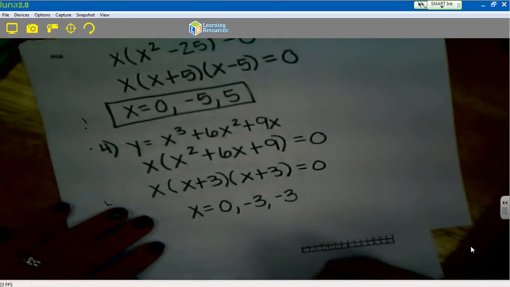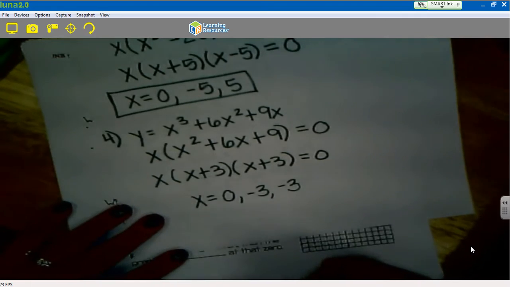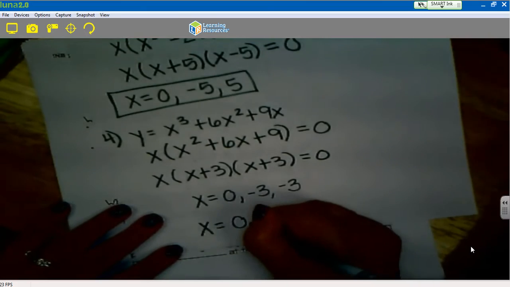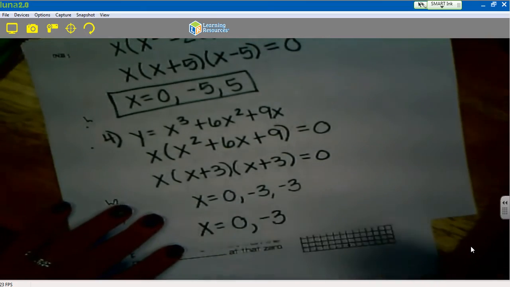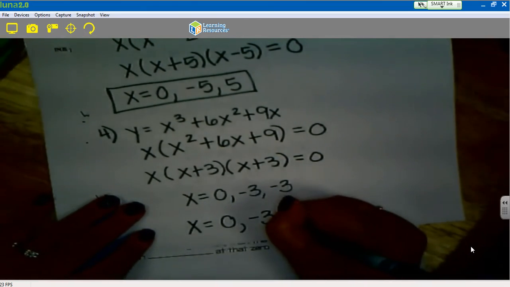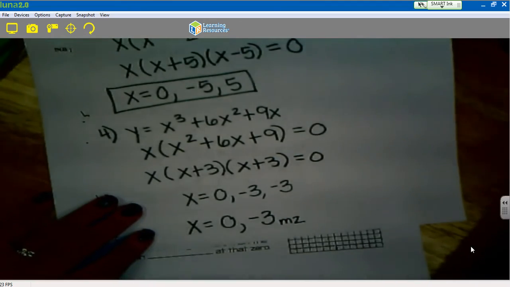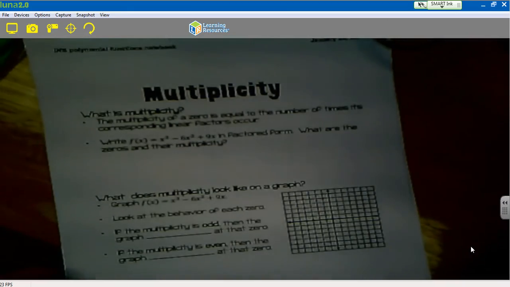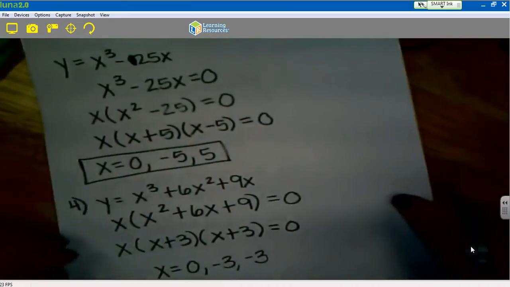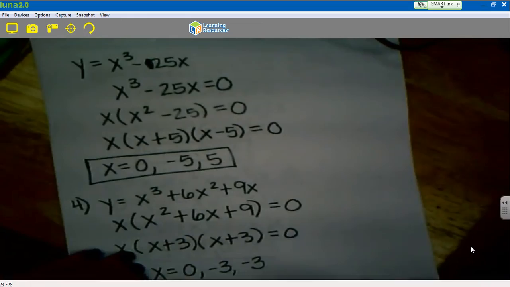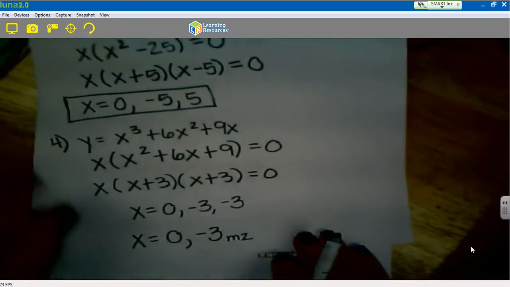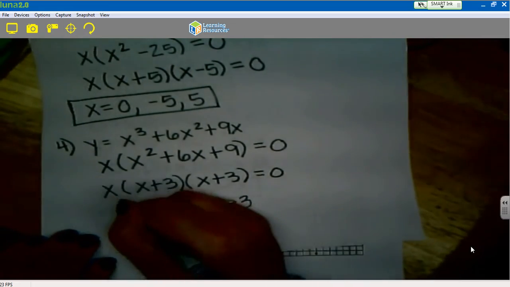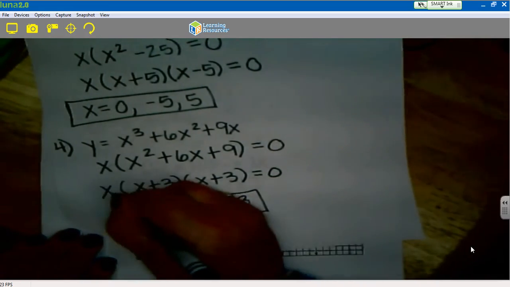Okay, negative 3 came up twice. Do we have to write it both times? No, but we do have to identify that it occurs twice. So you can write negative 3 and then next to it put a little m2. That stands for multiplicity. And you'll see on the next page, we're going to start talking about multiplicity. We're not going to do that today. We'll talk more about that tomorrow. But you just need to recognize that you can write your answer that way. So either answer is perfectly fine.